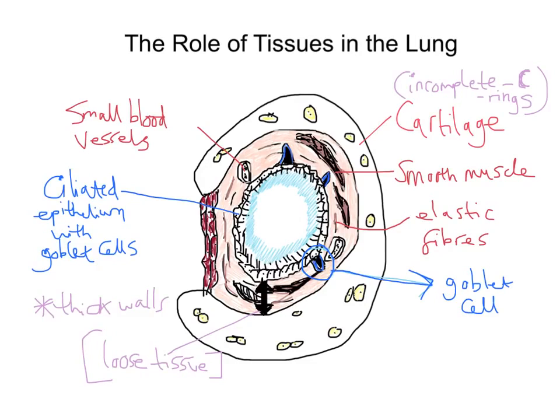Now the inner lining, we've said, comprises of ciliated epithelial cells and goblet cells. Now bronchioles, if we were to look at them, bronchioles are much narrower.